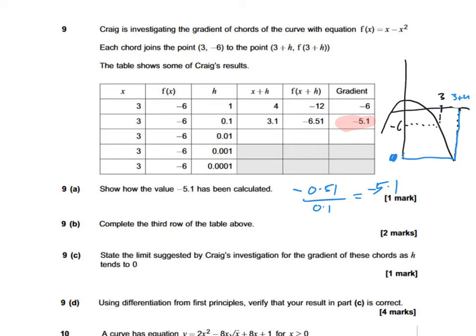Okay, complete the third row. So here we need to just fill in the values of what we're looking at. Here x plus h will be 3.01, and the change in y will be minus 6.0501, and then we need to calculate the gradient. Again, that's the same basic principle. This is going to be minus 5.01 using the same idea.